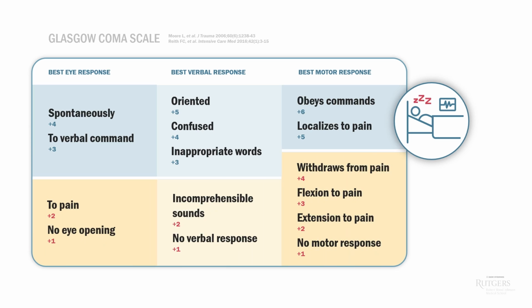Severely injured patients only open their eyes to painful stimuli or have no eye opening at all. Their verbal response is either incomprehensible or non-existent, and motor responses are either absent or limited to withdrawal, flexion, or extensor posturing. If you add up the points, a severely injured patient would get a GCS score of 8 or less. Those are the patients that would be considered for intracranial pressure monitoring.